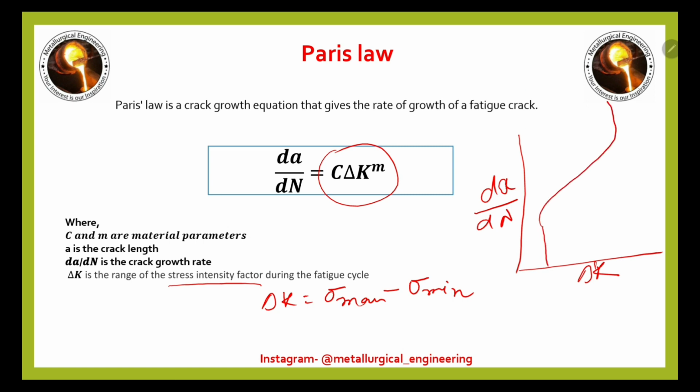So this is a general crack propagation curve. Usually this is the non-crack propagation zone, which is called regime 1, and this is regime 2, where stable crack propagation occurs, and this is regime 3, where unstable crack propagation happens.